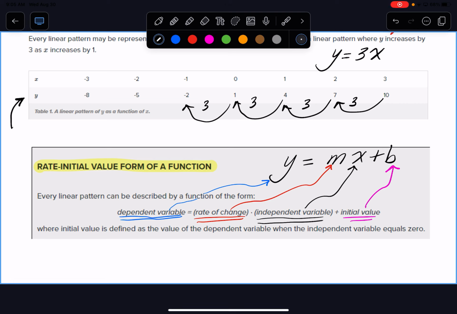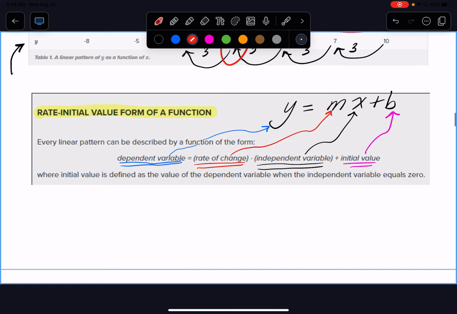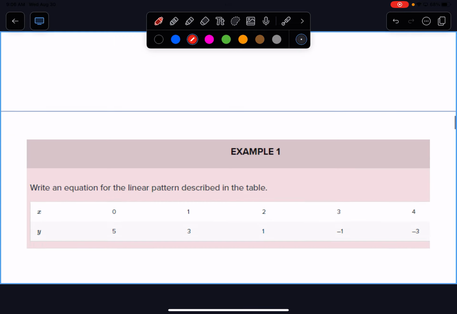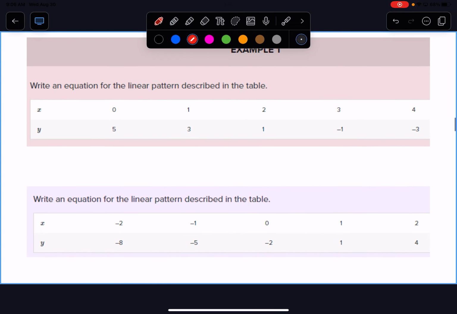And then we need our y-intercept, our plus b part. The y-intercept is when x equals 0. It should slap you in the face. Isn't that when x equals 0? So what do we get out at 0? Plus 1. Yep, very good. That would be our equation. Super easy stuff. All right, we just went over the rate initial value form. Let's practice another one.